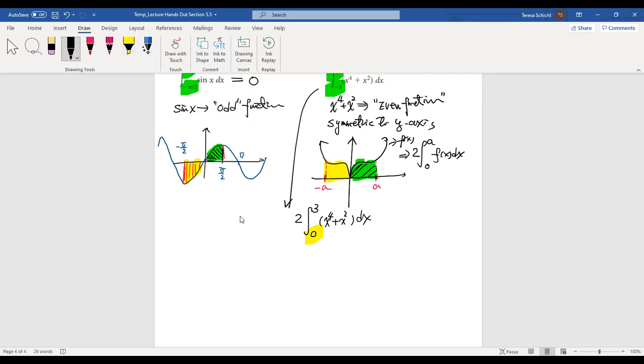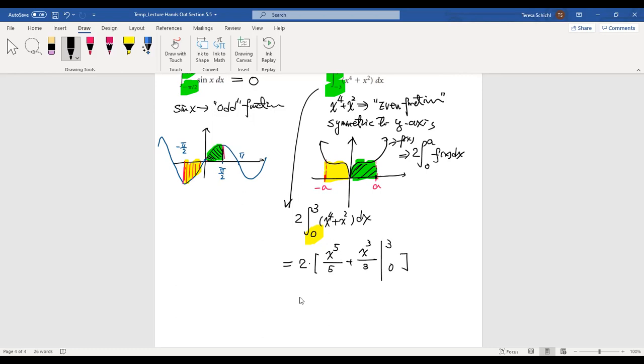Okay, so for here, you will do it this way. So this is 2 times, and the integration for this one is easy. It's x to the 5th over 5 plus x cubed over 3. So you can just plug in the 3 and the 0 here. When you plug in the 0, it's a lot easier. And if you had plugged in the negative 3, you would need to be careful about the negative signs, right?